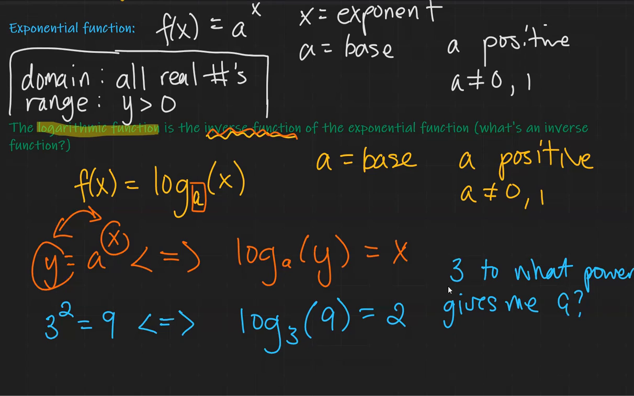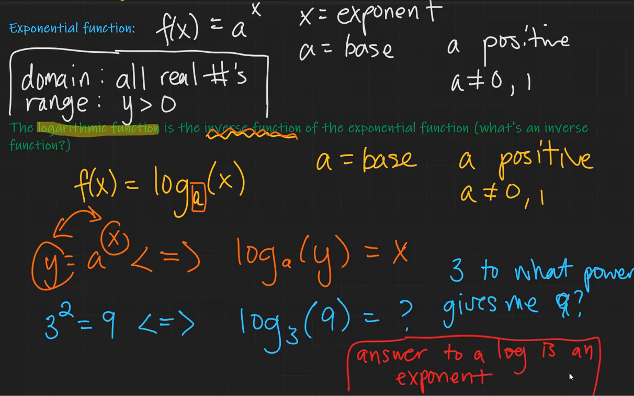Okay, so had I just given you this and I asked you, well, what's that equal to? Then you would ask yourself this question: 3 to what power gives me 9? Because the result of a logarithm is an exponent, okay? Maybe that's something that you can write down to help you as well. The answer to a logarithm, log for short, is an exponent. That's always what you're looking for when you're finding the value of a logarithm, okay? So that was kind of the foundation.